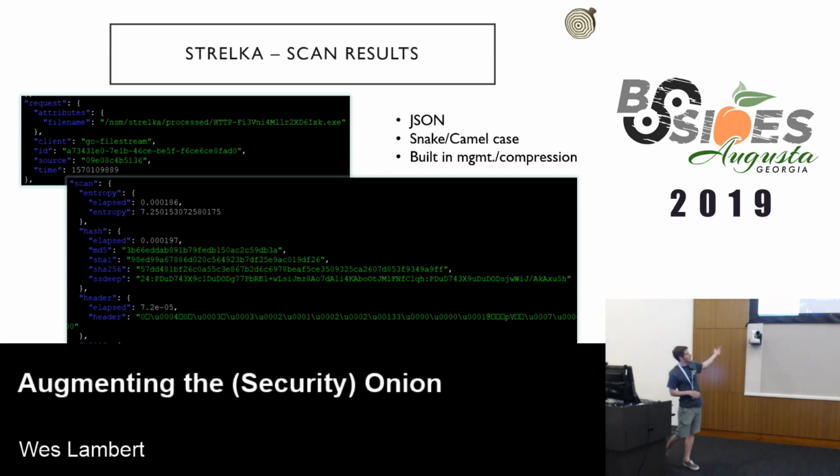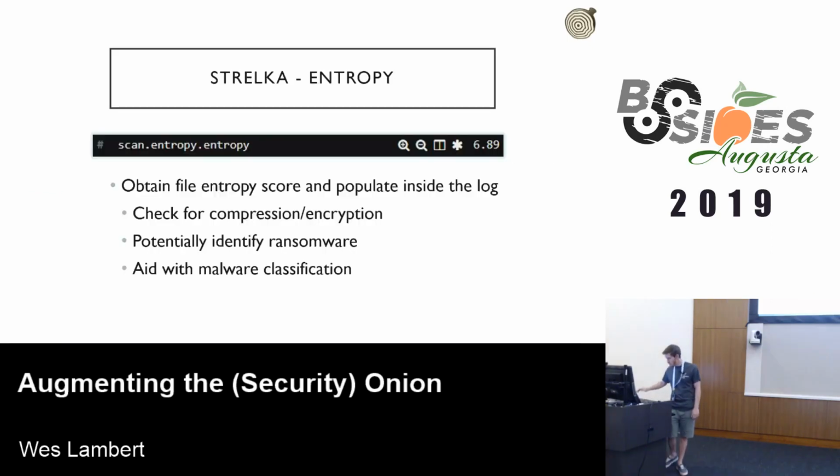Scan results are going to be native JSON. You can specify snake or camel case. It's got built-in log management and compression. Among the tons of other useful data, examples of what it'll provide are things like entropy scores, right? So you can check for compression or encryption, potentially identify ransomware.